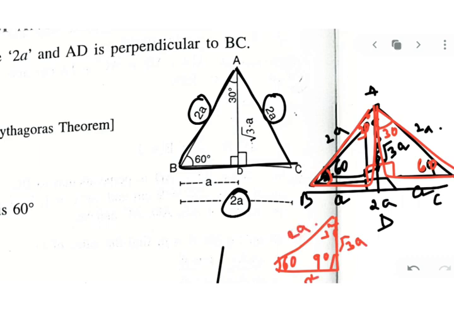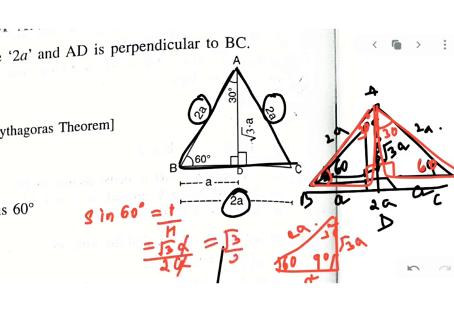Now if I want to find the ratios in this, if I give you what will be sine 60, what will you write? Perpendicular upon hypotenuse. What is perpendicular here? Root 3a. What is hypotenuse here? 2a. a will get cut, so the answer will be root 3/2. You can check in your tables. The value of sine 60 is root 3/2.